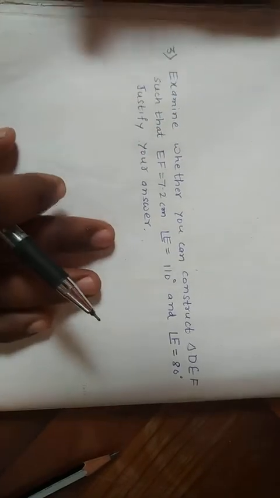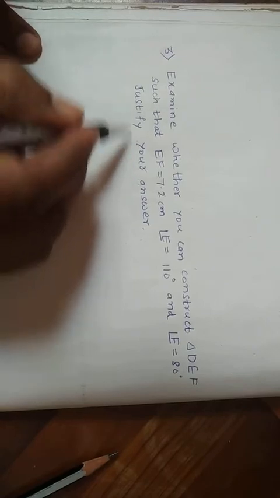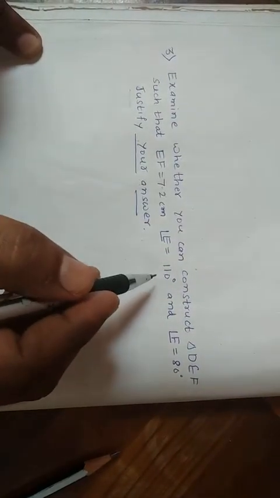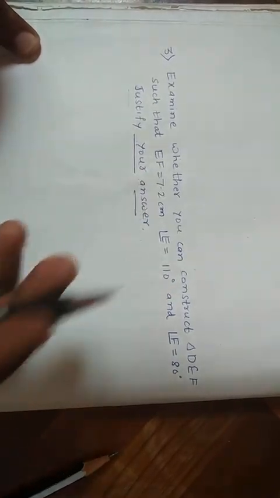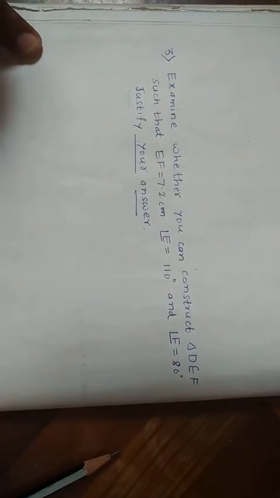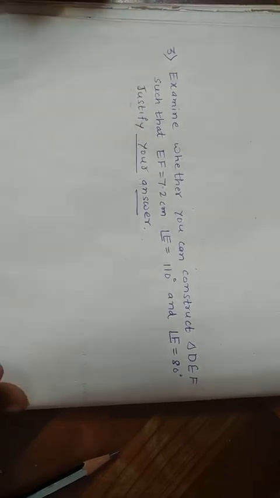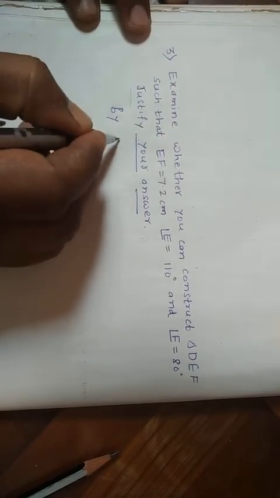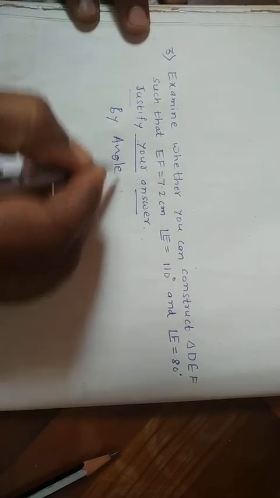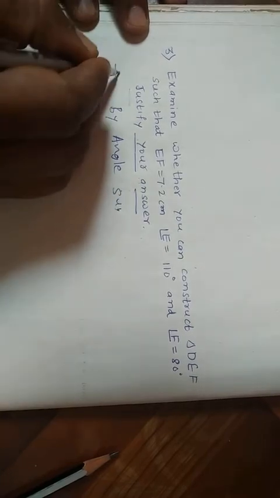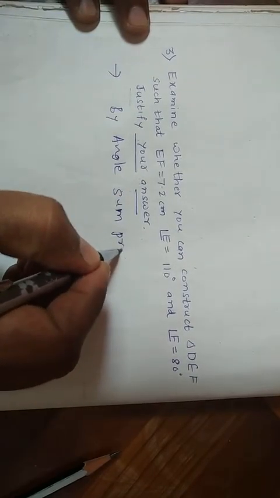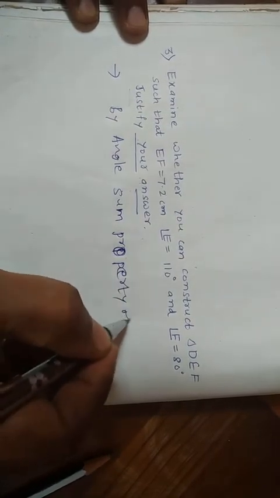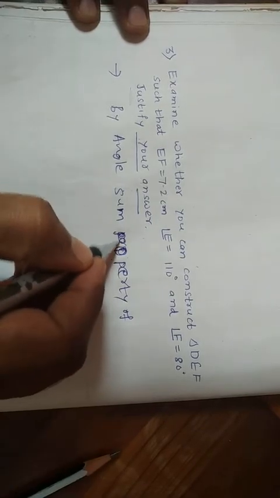So there is no construction needed for this. Here we have to write only the answer. Justify your answer, whether using all these measurements it is possible for us to construct the triangle or not. They are asking the question for us only, students. So see all of you here, by angle sum property. Just a minute, friends.